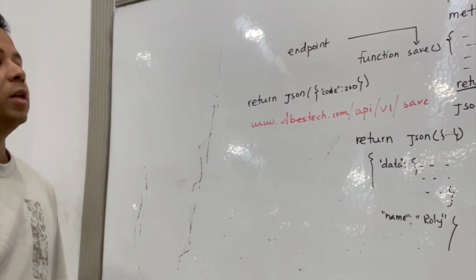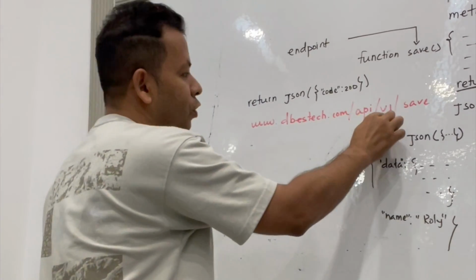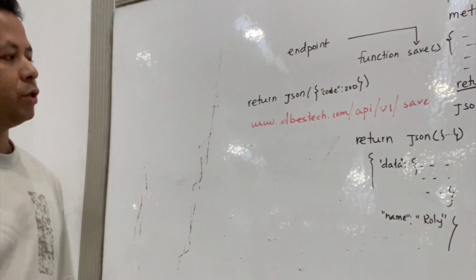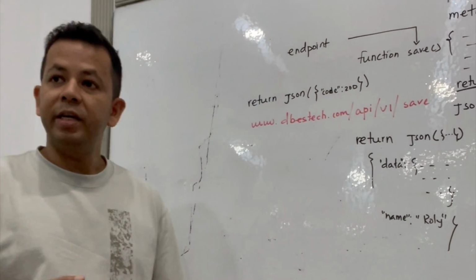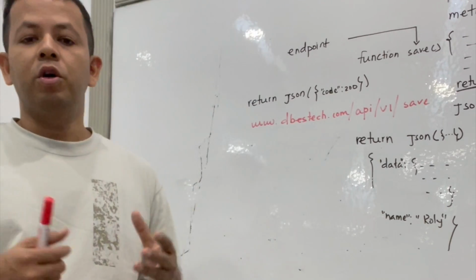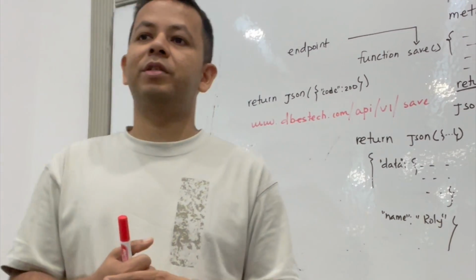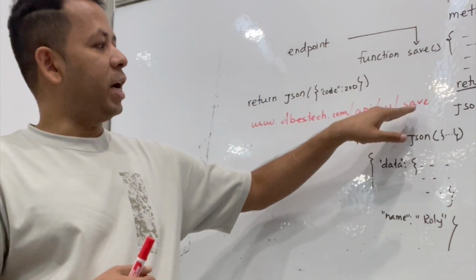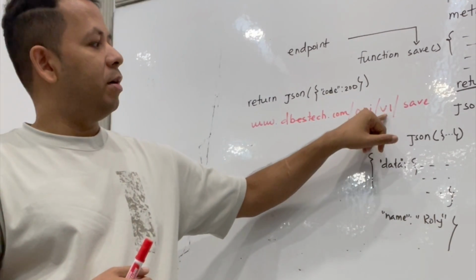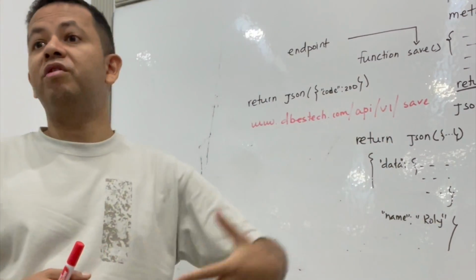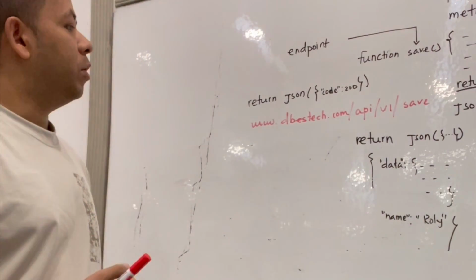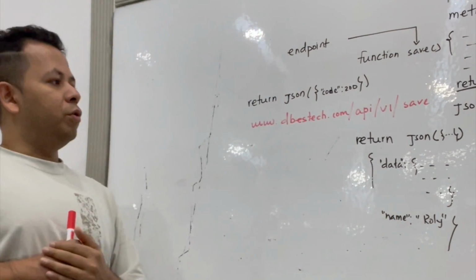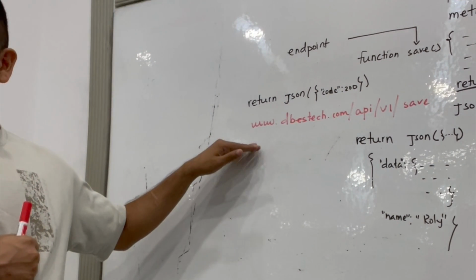Now, why do we have this version here? The reason is that you may update your API in the future, for doing more complex stuff. So that's why you should have V1, V2, V3, if you have a lot of updates. You understand? Yes. Okay, cool. Any questions about this endpoint?